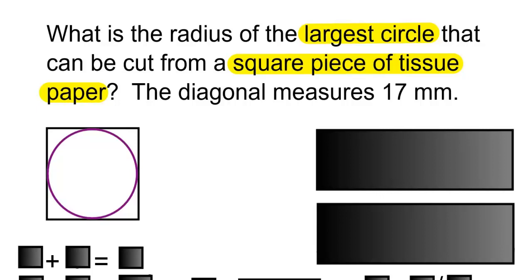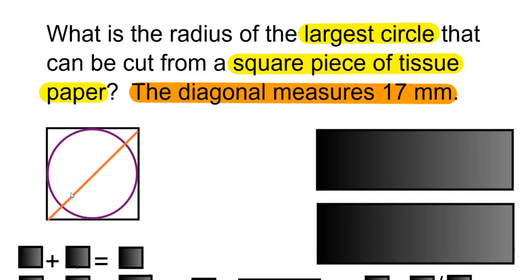The diagonal of this tissue paper will measure 17 millimeters. That's from one corner to the other corner. This is not the diameter of the circle, as this line extends beyond the circle on both sides. And finally, what is the radius of this circle?